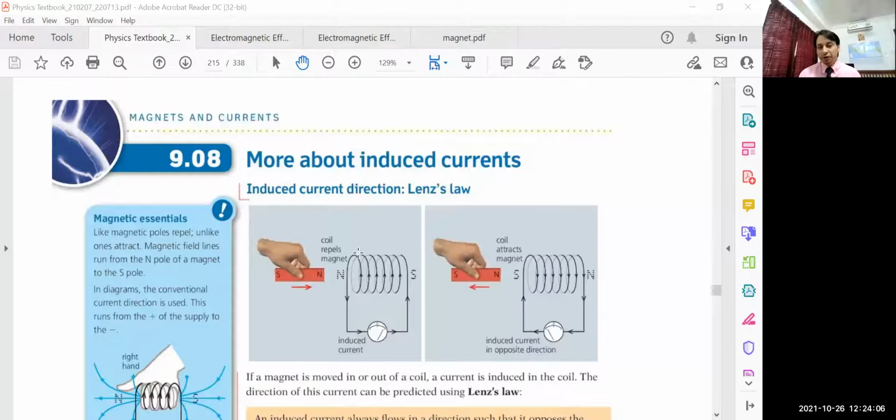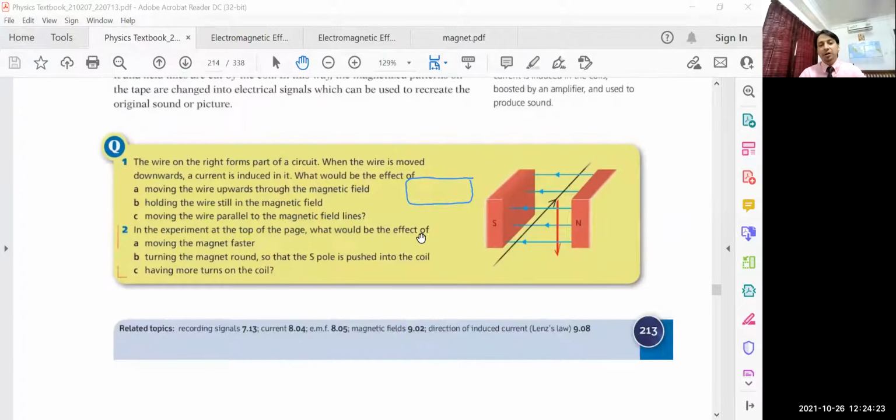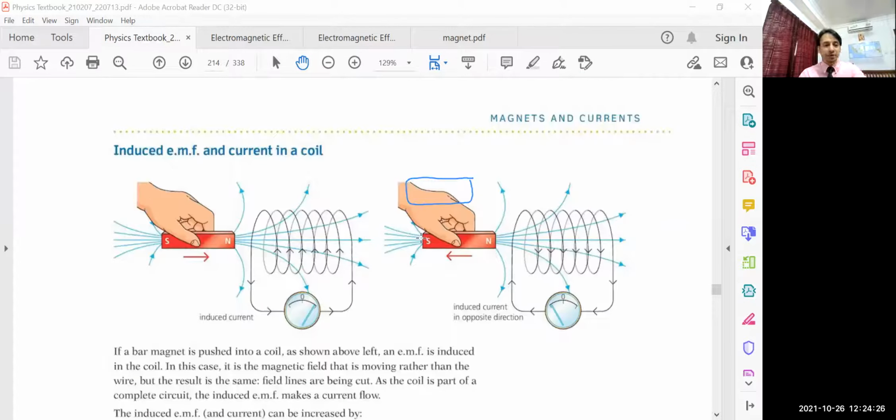Now, children, for today, I am going to discuss with you Lenz's law. What is this Lenz's law, children? Look at this heading, Lenz's law. To start this topic, I want to take help of this diagram, induced EMF and current in a coil. From the previous lesson, it is understood that this is the EMI phenomena, electromagnetic induction.